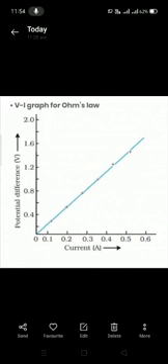Here the VI graph for Ohm's law is given, in which current is taken along the x-axis and potential difference is taken along the y-axis.